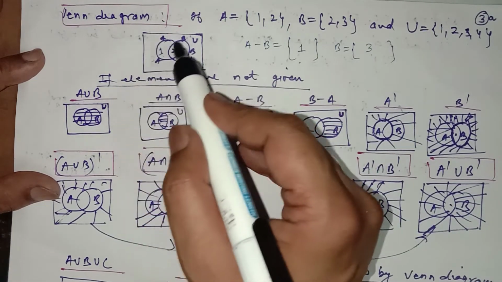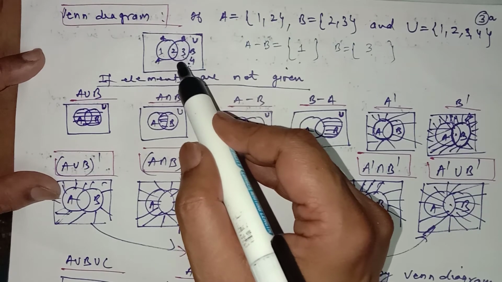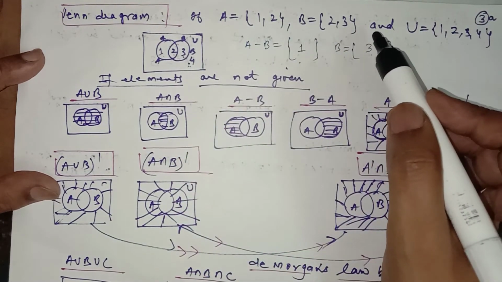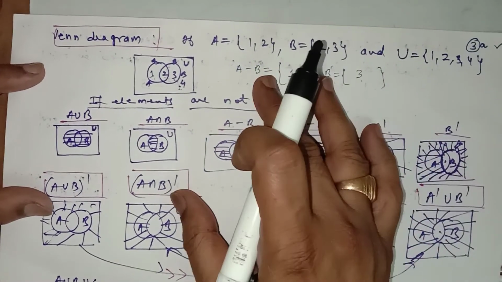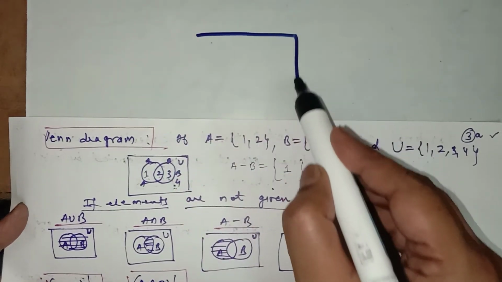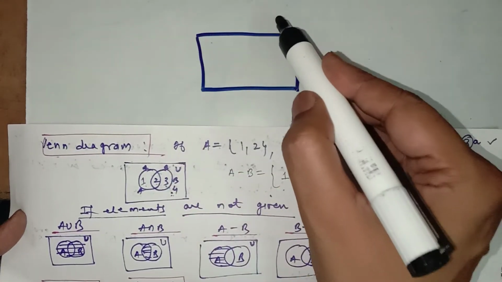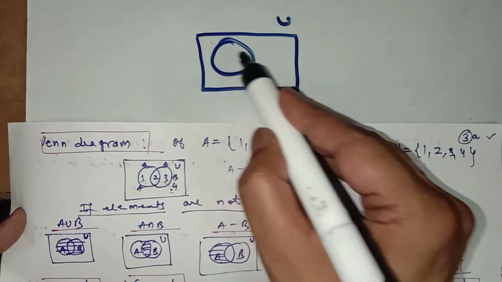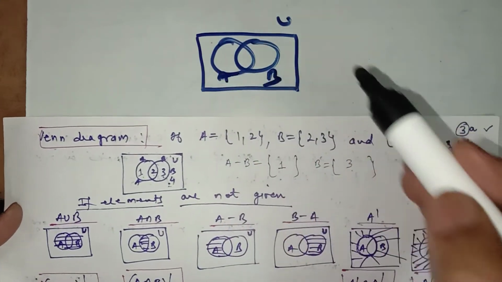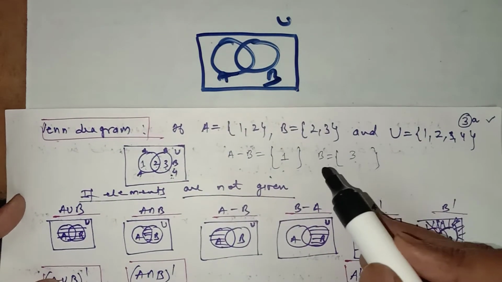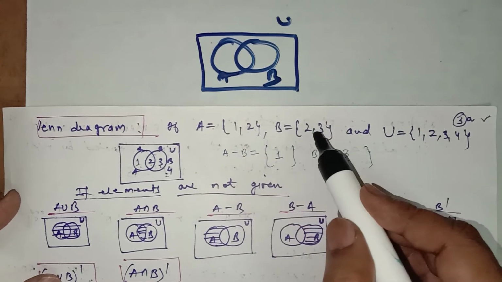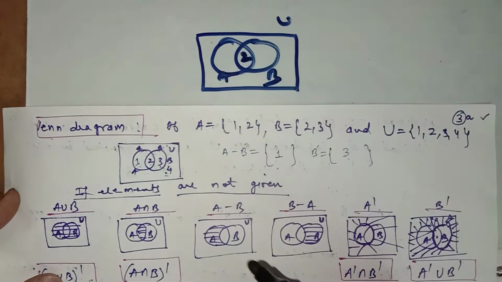Now how can we represent the sets in the Venn diagram when we have exact elements in the given sets? Suppose we are representing the universal set by this rectangle, and these two sets A and B. This is set A and this is set B, and you have to write the elements in it. So first of all you write the element which is common to both. Which element is common to both? 2. So you can write 2 here.